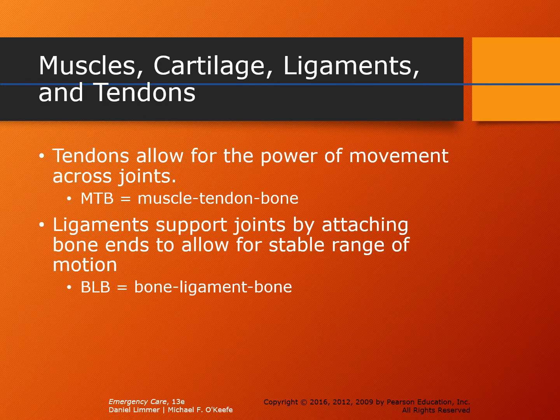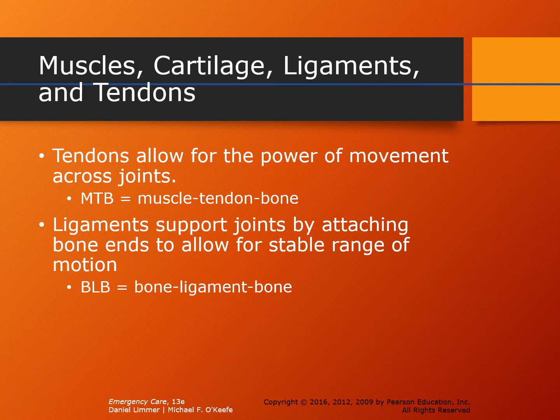Now, how do we make all these things move together? We use tendons and ligaments. And it's important that we understand the difference between the two, because a lot of students, myself included, have made the error of calling a tendon a ligament or a ligament a tendon and so on and so forth. So let's break it down into a way that's super easy. Tendons allow for movement across the joints, and tendons attach muscle to bone. So the easiest way for you to remember that is MTB, muscle, tendon, bone. Boom. Don't make it any more difficult than that.